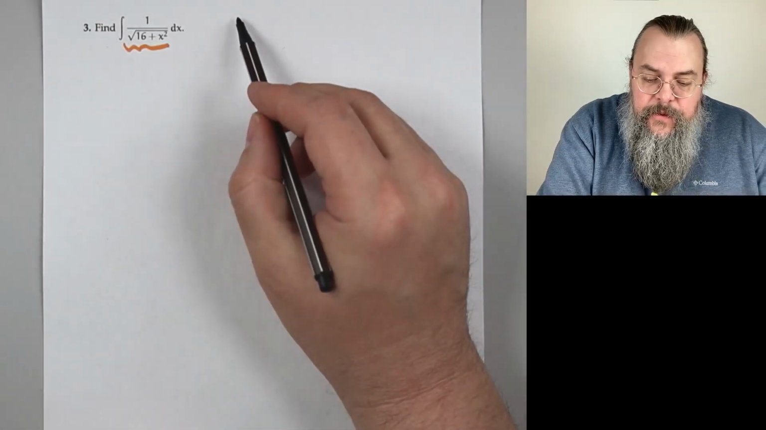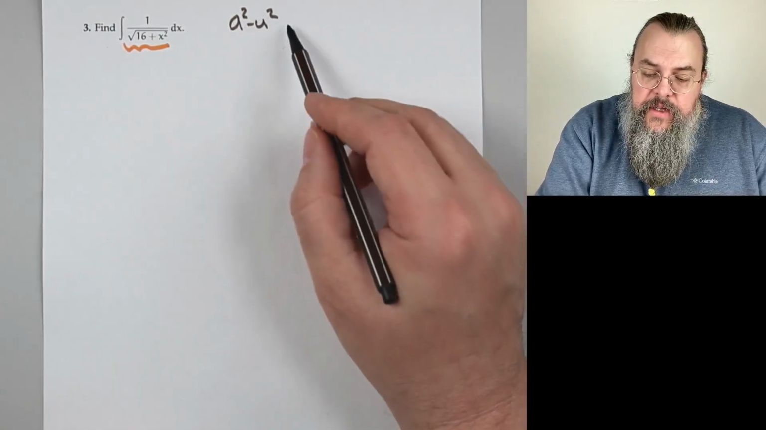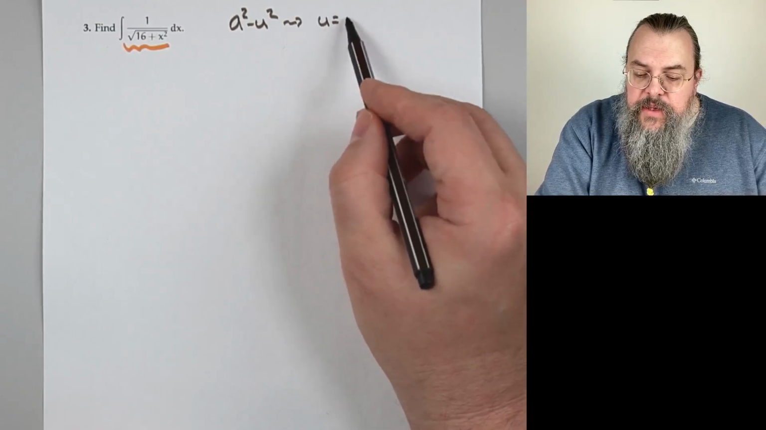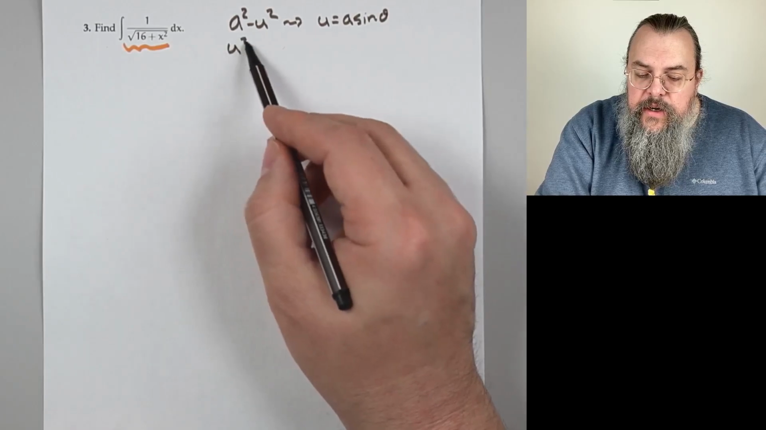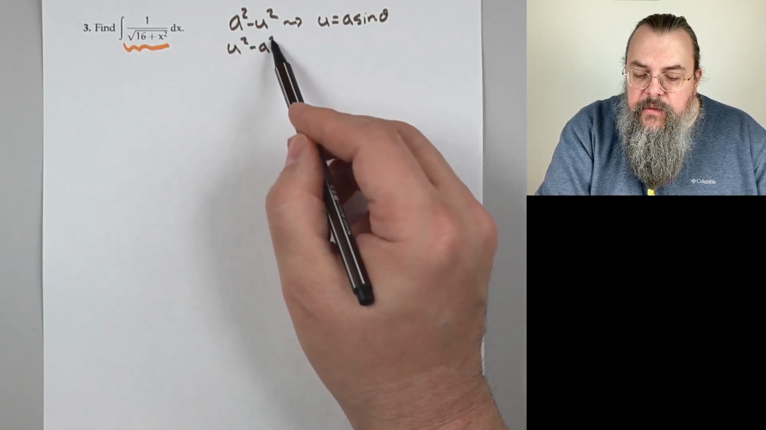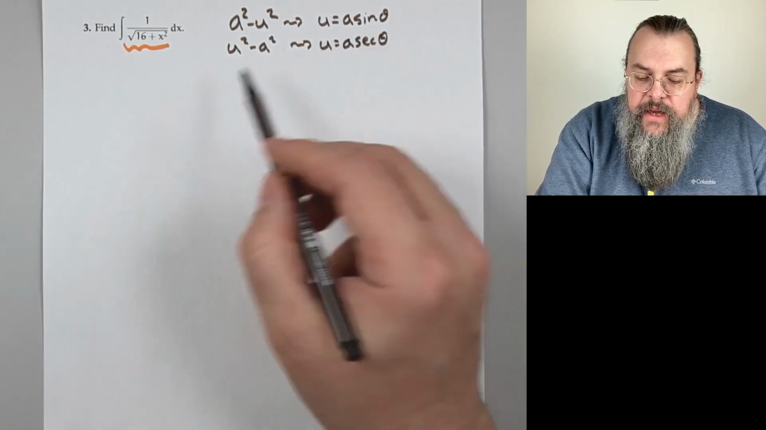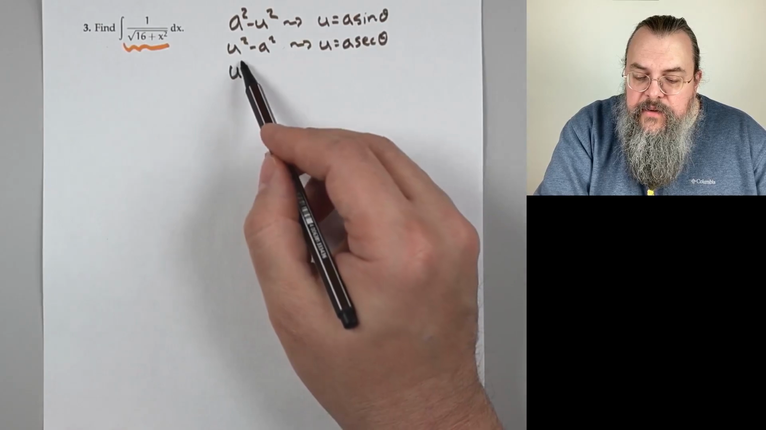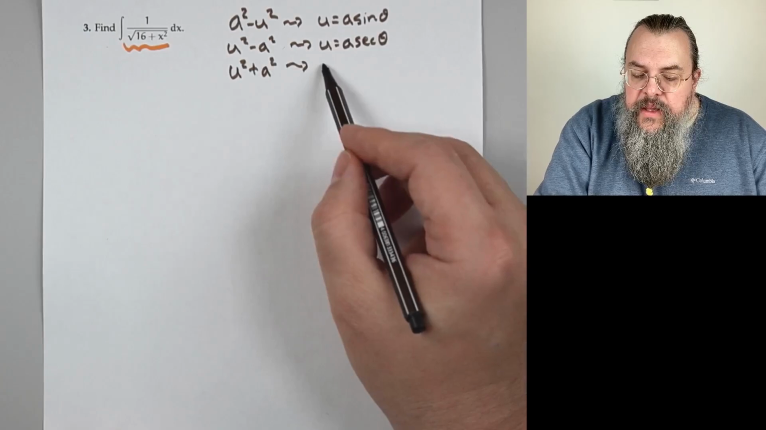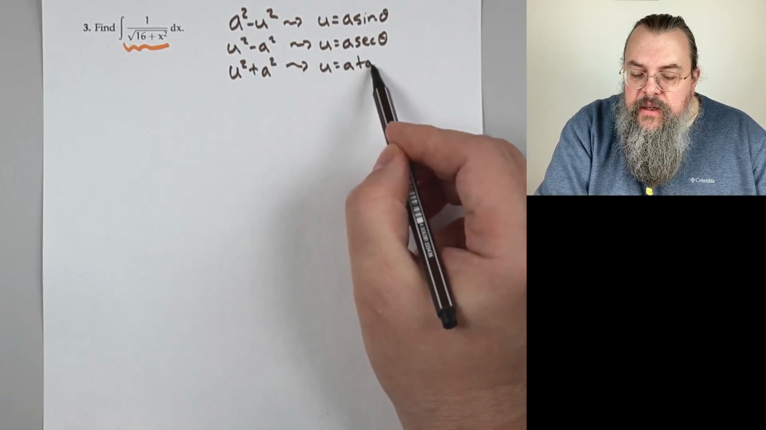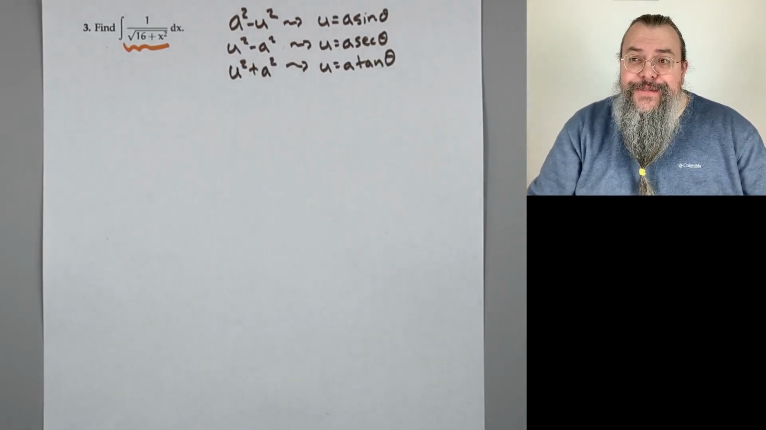Now, there's a couple of different forms. If we have a squared minus u squared, well, that says our right substitution would be the sine function. If we have u squared minus a squared, well, that's a secant substitution. But we don't have either of those. We have something squared plus number squared, u squared plus a squared. And that says we should be doing a tangent. So this is a trig substitution which involves the tangent function.